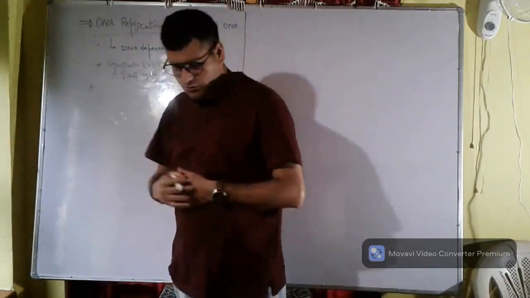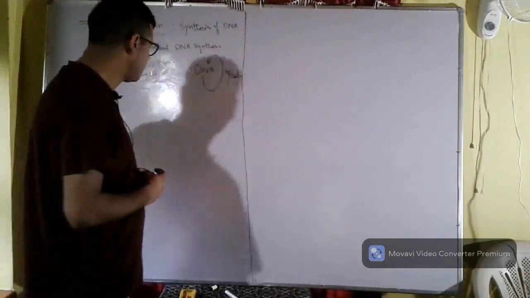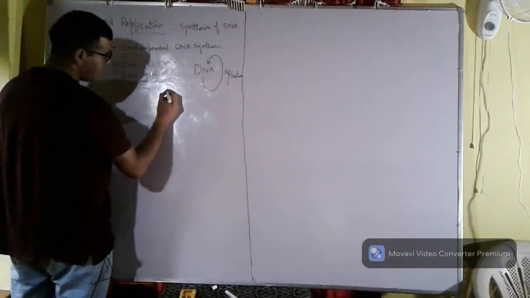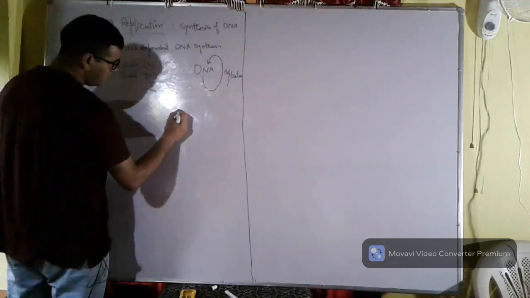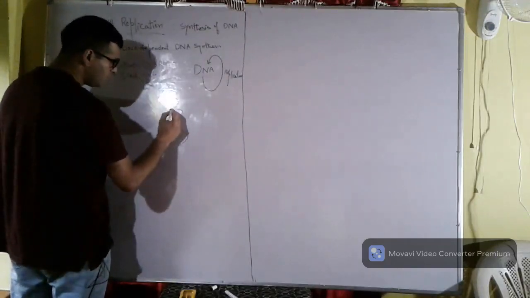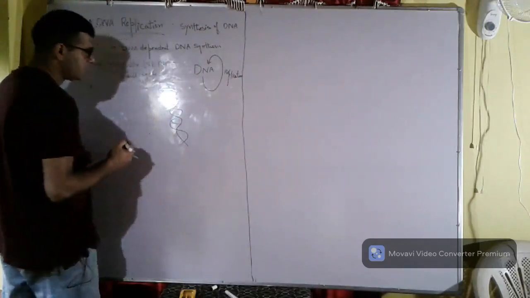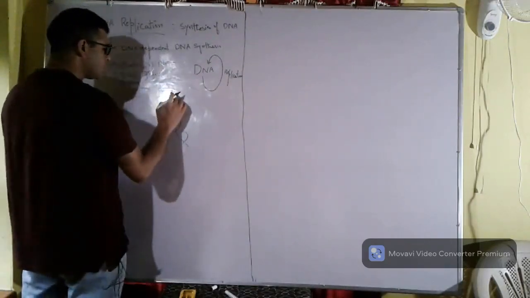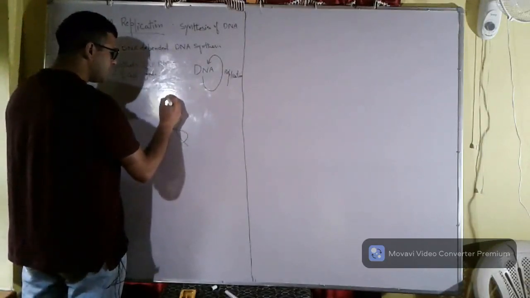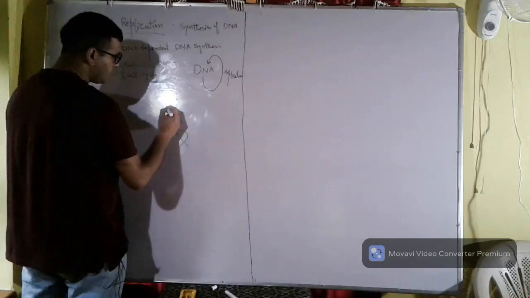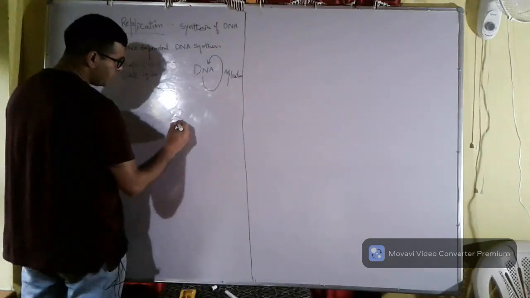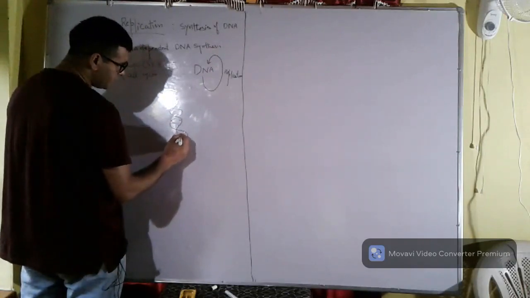Now, what happens during DNA replication? See, we have got a parent DNA molecule. For example, this is the parent DNA molecule. Obviously, this is the sugar phosphate backbone, and inside the helix, nitrogen bases are present.